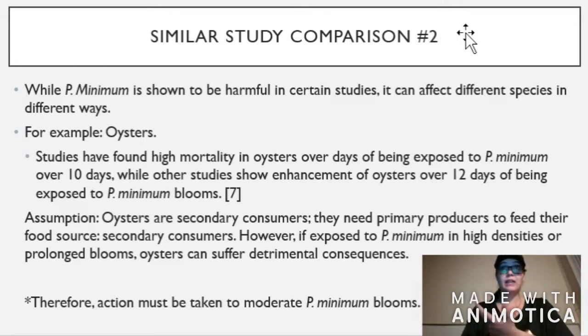With that being said, P. minimum in high densities or prolonged blooms can cause oysters to suffer detrimental consequences, but P. minimum in moderate situations can actually cause oysters to thrive and survive more. Therefore, action, in my opinion, must be taken to moderate P. minimum blooms. So instead of getting rid of the species as a whole, we can simply moderate them and ensure that they're in their natural state of being to not cause such harmful blooms across summers or all seasons.